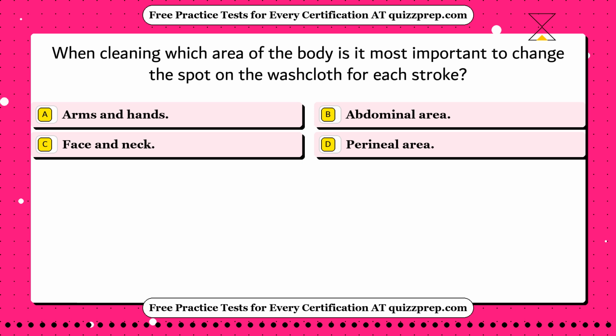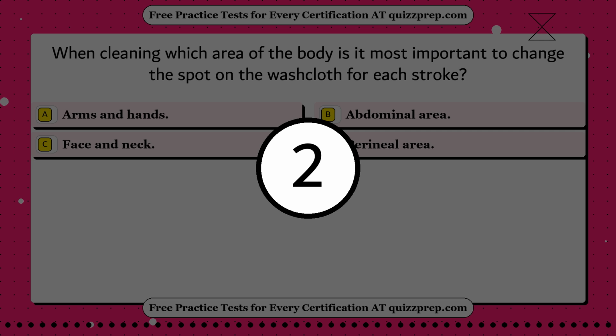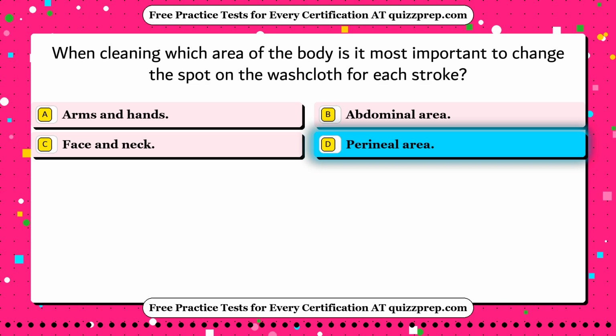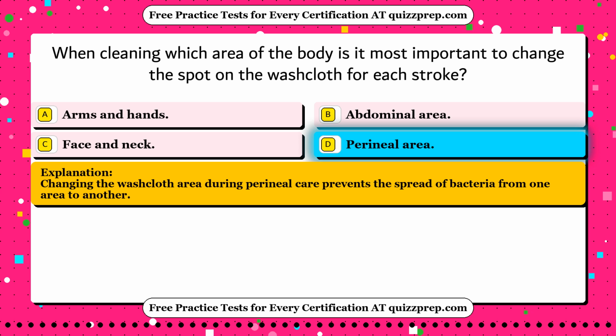Arms and hands. Option B. Abdominal area. Option C. Face and neck. Option D. Perineal area. The correct answer is option D. Perineal area. Changing the washcloth area during perineal care prevents the spread of bacteria from one area to another.